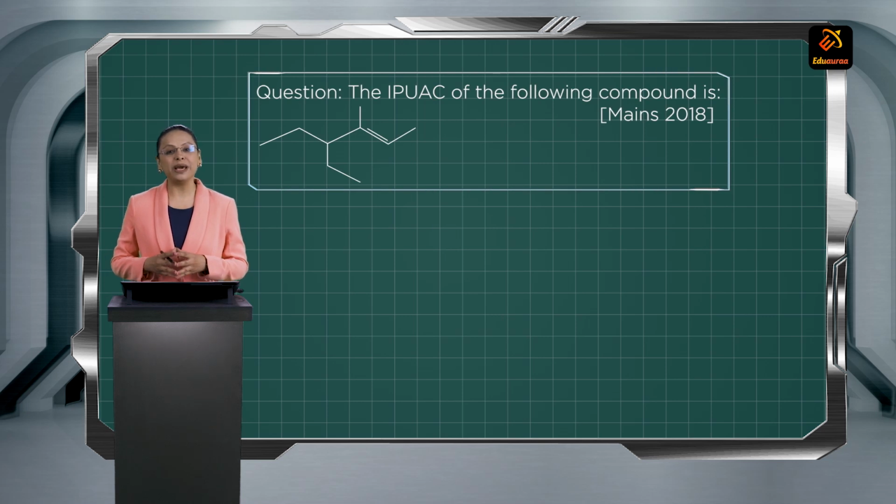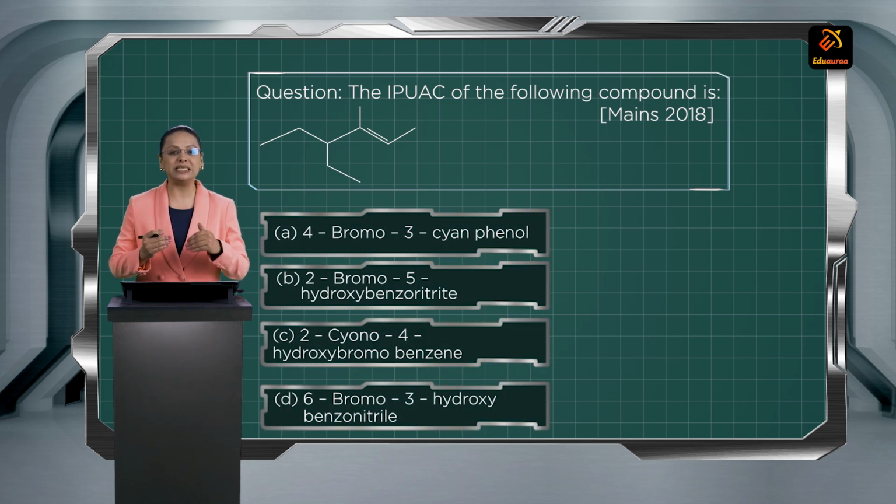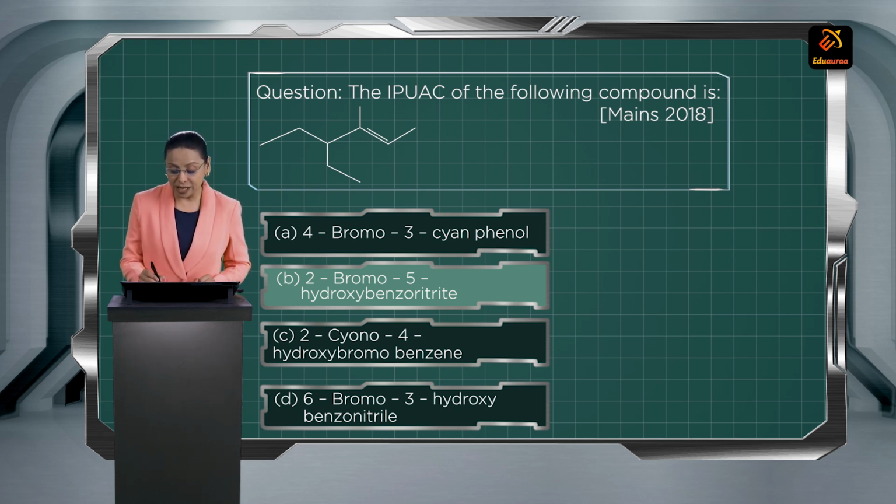Looking at the next question, the IUPAC name of the following compound is. Now they have given us a bond line diagram, and then after that they have given us options A, B, C, and D, in which different combinations of names are given. Now this particular question had come in Mains 2018. So let's try to solve it.